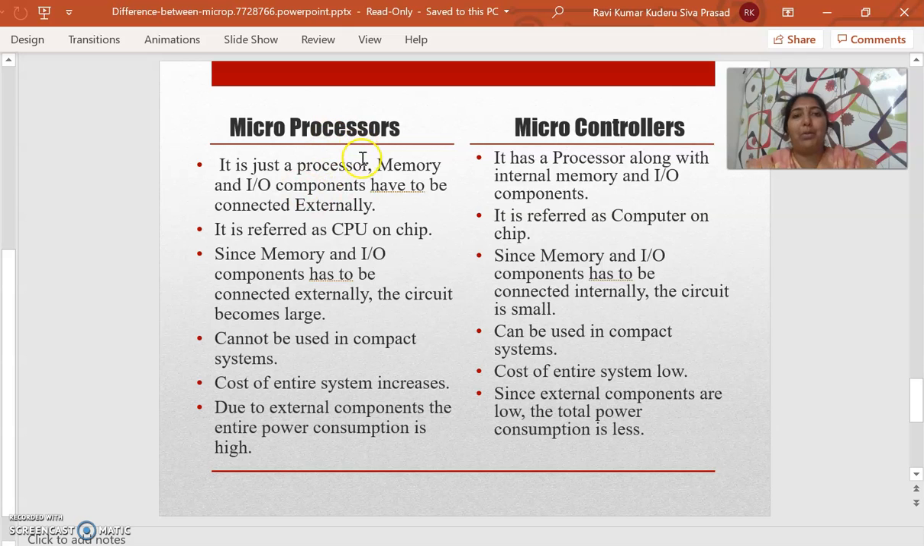Compulsorily, you require the memories, you require I/O ports, you require timers and counters additionally. So by buying all those components, the cost of the system will increase. But in the microcontrollers, all are coming along with the IC, so the cost of the system can be low. The next difference is, due to these external components, the power consumption is more. But coming to the microcontrollers, all are internal components, so the total power consumption is very low.